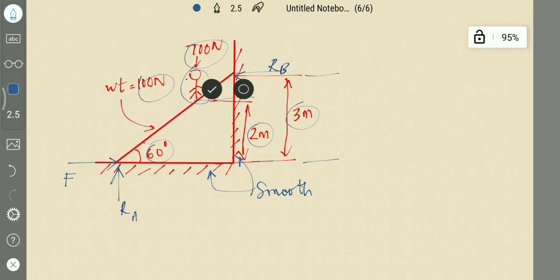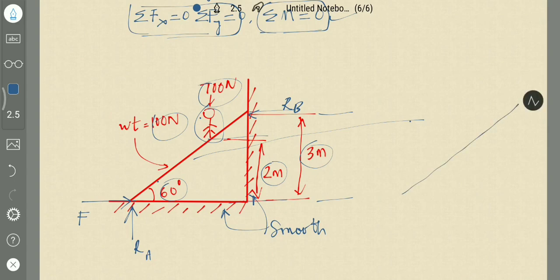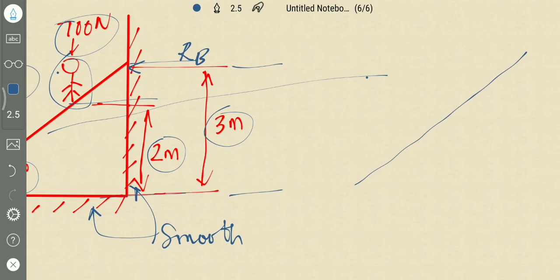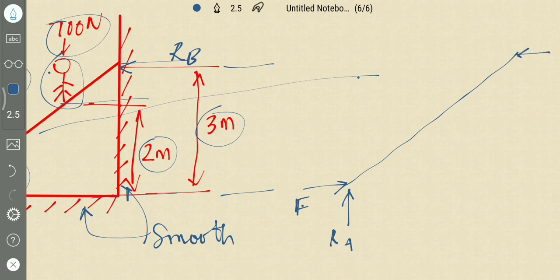If we draw the free body diagram by considering this ladder as a body, this is the ladder. This is force F. And the reaction developed by the floor on the ladder is, suppose, RA. This is RB.